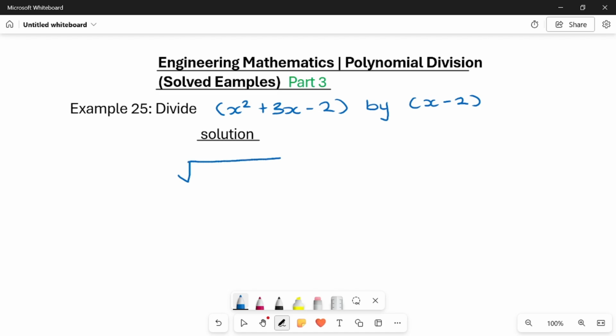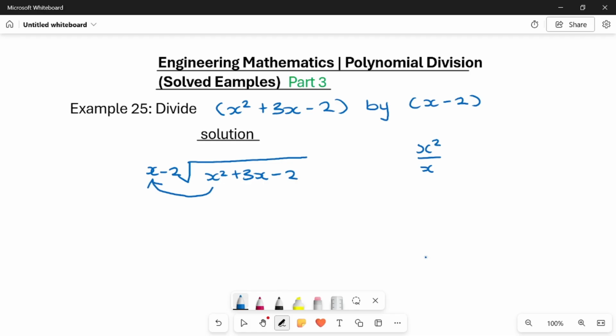So we'll solve this example, still on polynomial division. It says x squared plus 3x minus 2 divided by x minus 2. So remember the first step is to do what? Divide x squared by x, and you use this to divide this.